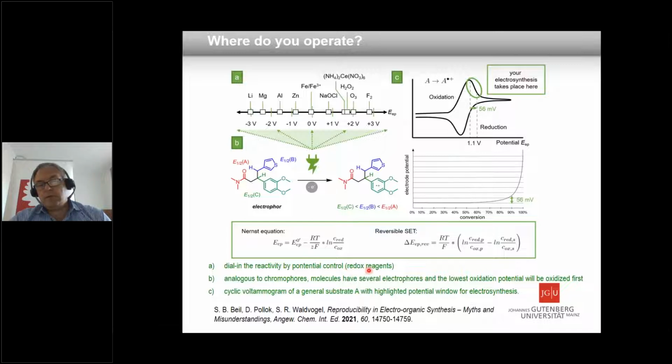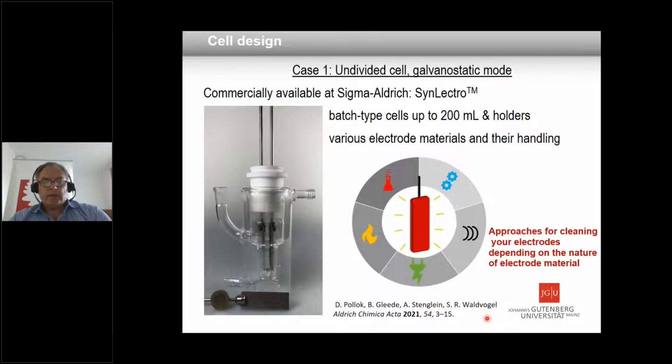If you add a redox reagent, this makes it also very, very selective. I refer to this paper here, where a lot of myths, which are often narrated or translated to electrochemistry, can be avoided, and it's quite simple to fix that. The easiest way to work is the so-called undivided cell galvanostatic mode.